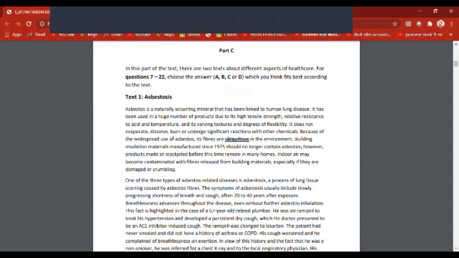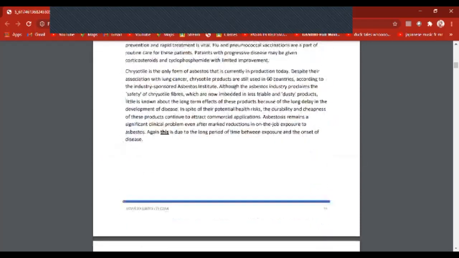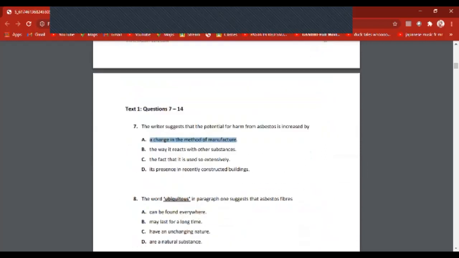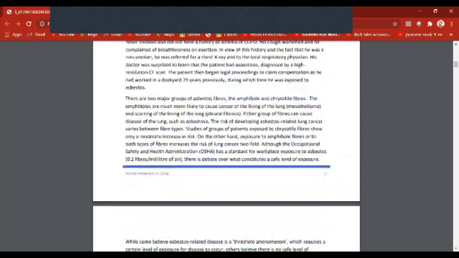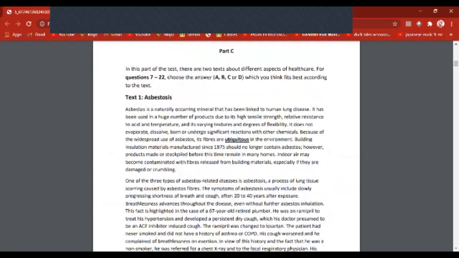No, right? Okay, so we can strike that option out. It did not mention any change in manufacturing. Next, the way it reacts with other substances. It's mentioned that it does not dissolve. So it says it does not evaporate, dissolve, burn, or undergo reactions. So this option is also not there, right? Because it does not react. Okay, so that option is also gone.